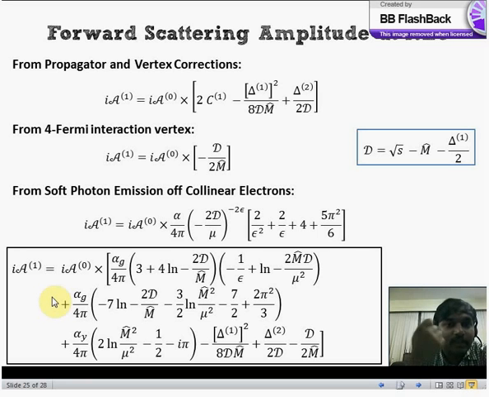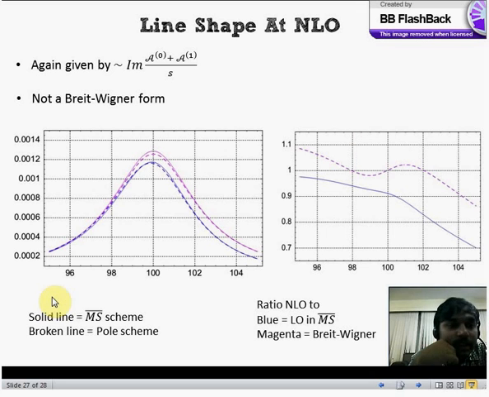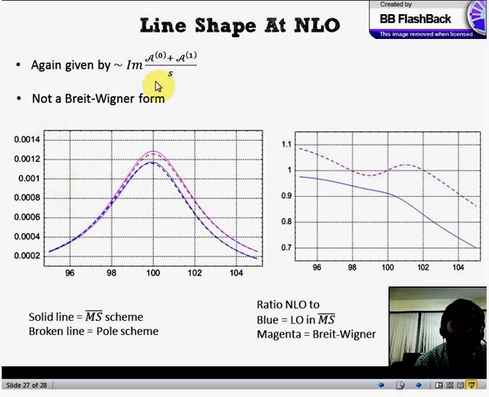This will give us the line shape to the NLO, and once we have this, we can again use the optical theorem, and I'm not going to do this explicitly because it's very messy, but you can take the imaginary part of the 2 amplitudes summed up together, divide by s, and that will give us the cross section which we can then plot. Now these 2 plots are again taken from the paper, and the upper plot, the solid line, represents the cross section as obtained from the MS-bar scheme, and the broken line is the cross section obtained by the pole scheme.